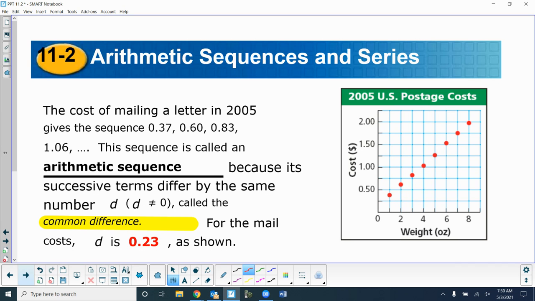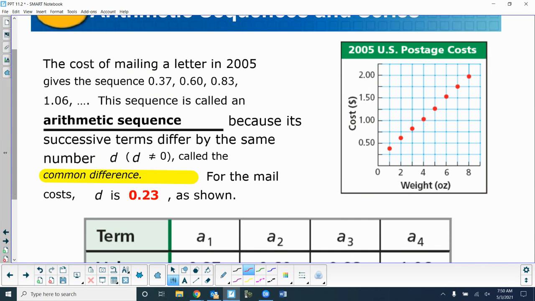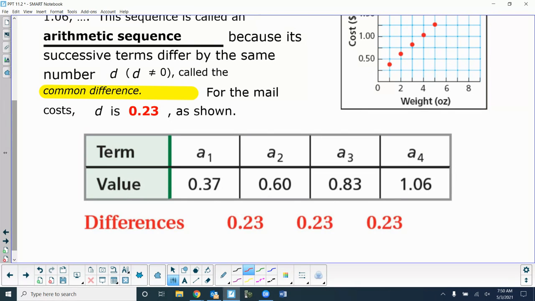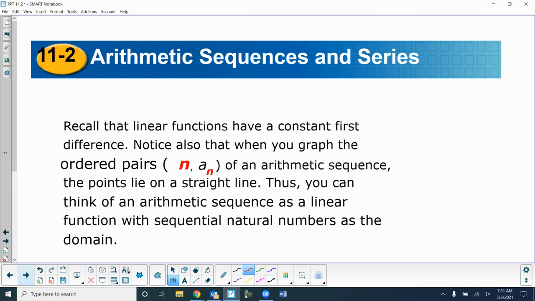You're adding the same amount each time. If my first number is 10 cents and I'm adding 15 cents each time, then I'd have 10 cents, 25, 40, 55, and so on. Sometimes that common difference could be a negative number, so it could go down as well. But we call that D a common difference. In an arithmetic sequence, you're just adding the same thing every time.